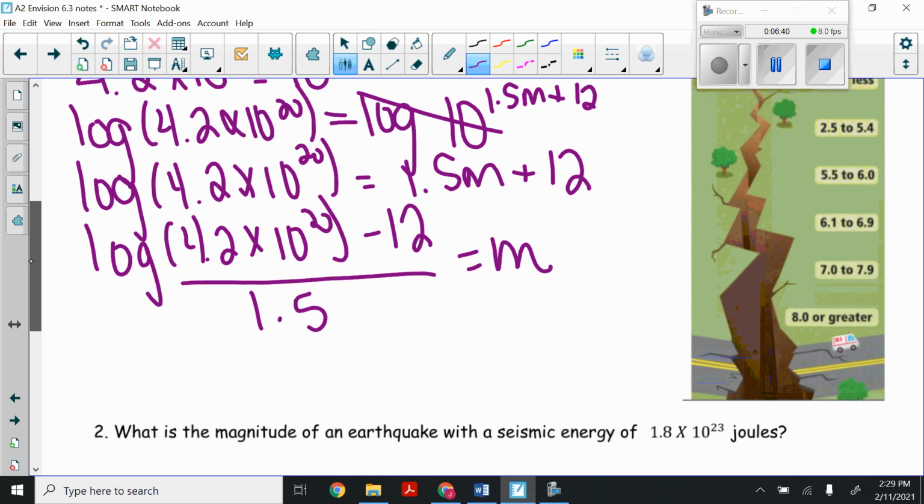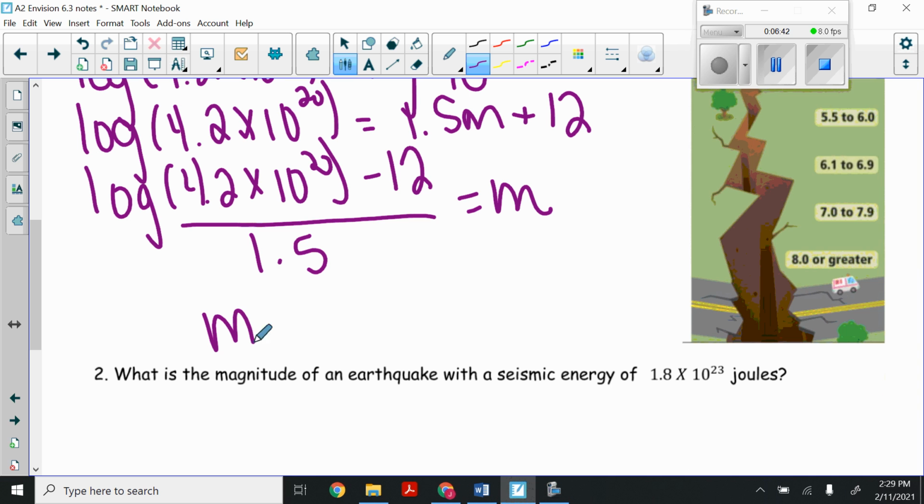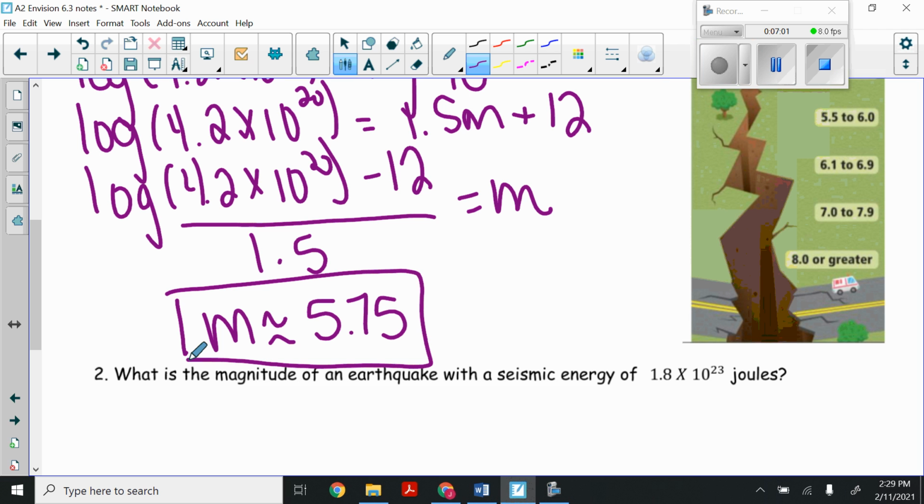And I'm going to put this in the calculator in these steps. So I'm going to say M is approximately. So my calculator, I'm going to do the log of 4.2 times 10 to the 20th, equals, minus 12, equals, divided by 1.5, equals. And I find out that the magnitude is about 5.75. So that's a magnitude of about 5.75.